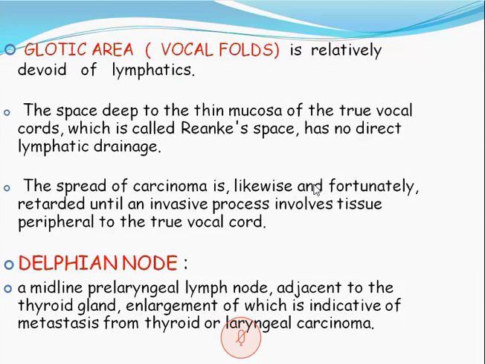prognosis point of view. Delphian node, already I told you, it is a midline prelaryngeal lymph node adjacent to the thyroid gland, and enlargement of which is indicative of metastasis from a thyroid and laryngeal carcinoma.